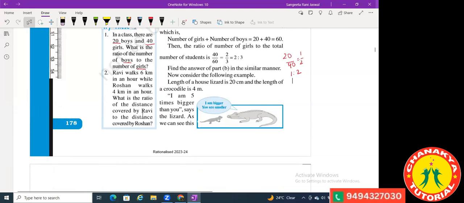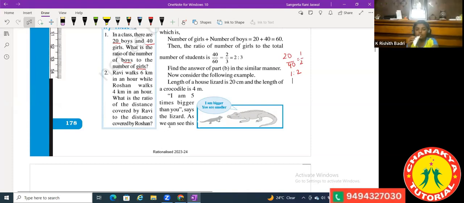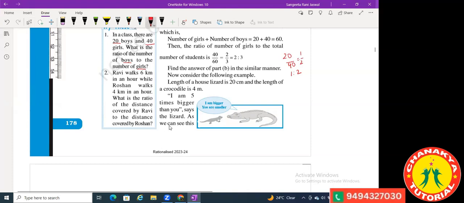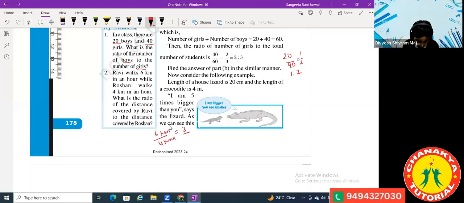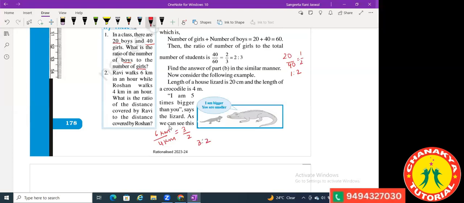Now Ravi walks 6 kilometers in an hour while Roshan walks 4 kilometers in an hour. What is the ratio of the distance covered by Ravi to the distance covered by Roshan? 3:2. 6 kilometers and 4 kilometers, so we divide by 2. 2 threes are 6 and 2 twos are 4. So that's 3:2.